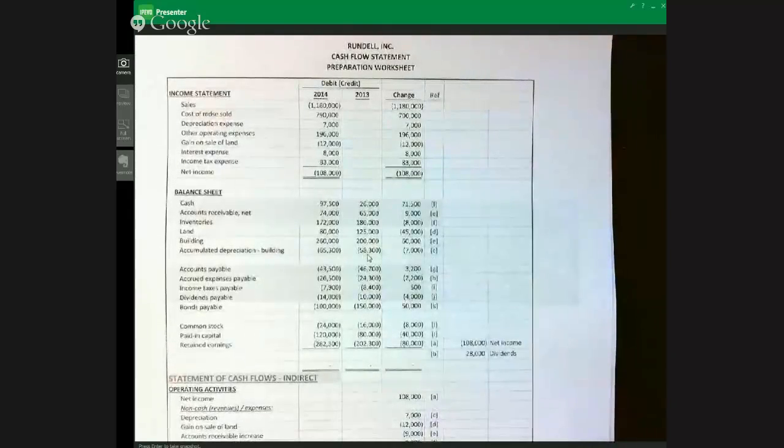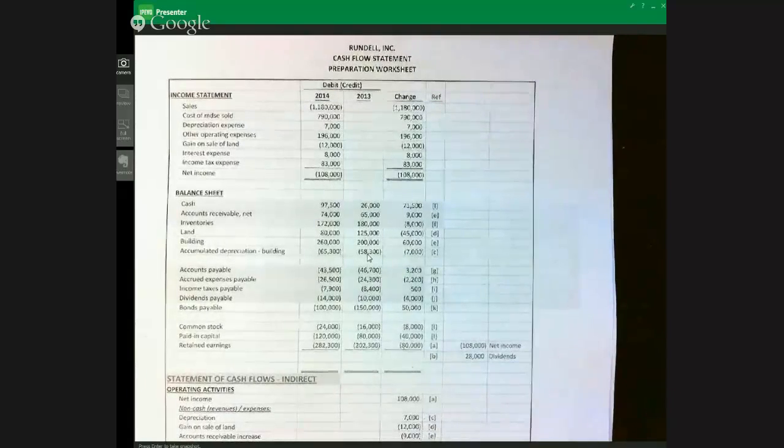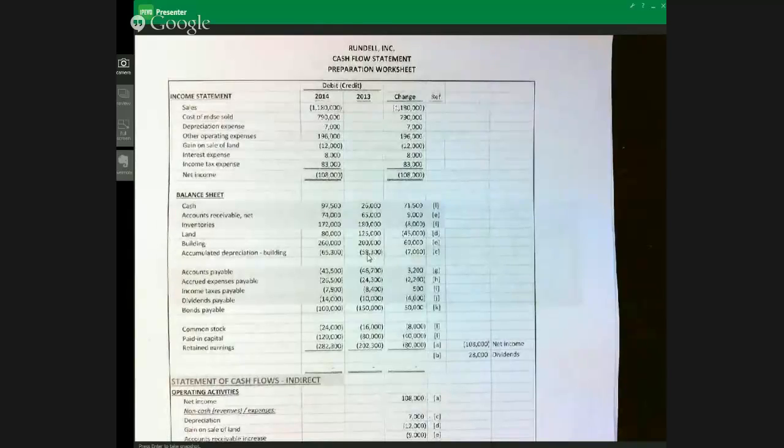Now, let's take a little bit of time, most of our time, to review how this is done and how you would prepare one of these statements of cash flow. The statement of cash flow is all about change. And if you would look in your textbooks on page 730, the textbook is beginning to explain how the statement of cash flow is prepared.